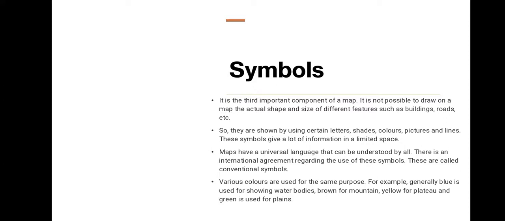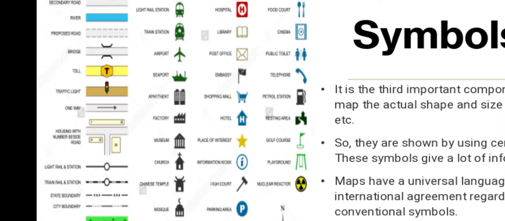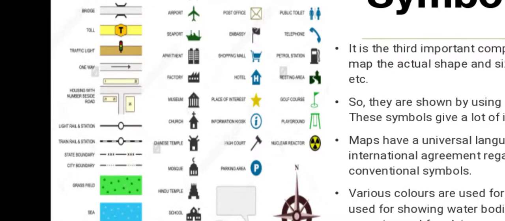Various colors are used for the same purpose. For example, generally blue is used for showing water bodies, brown for mountain, yellow for plateaus, and green for plains or natural vegetation. Here you can see some legends or symbols which show different features. Here you can see a church.